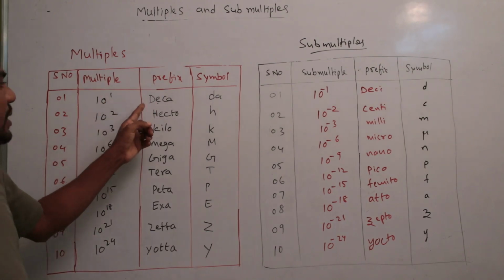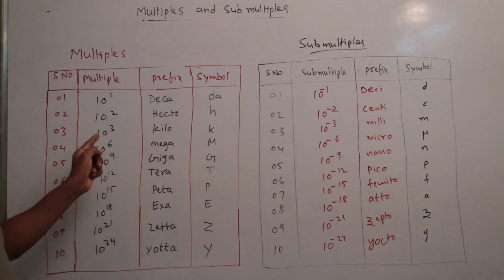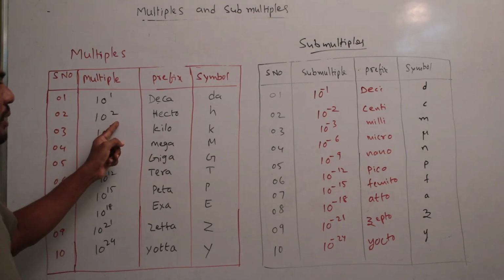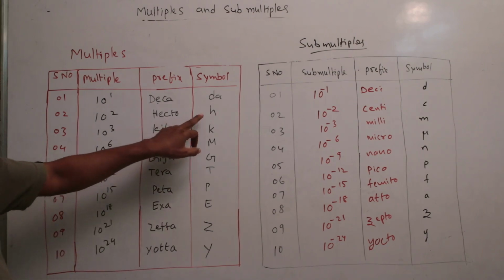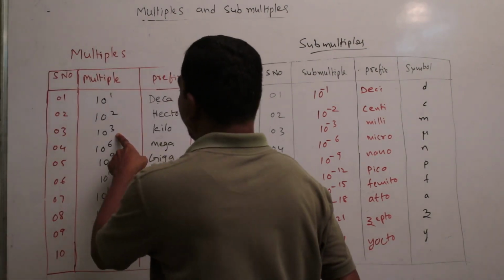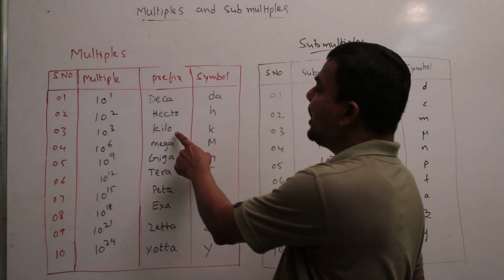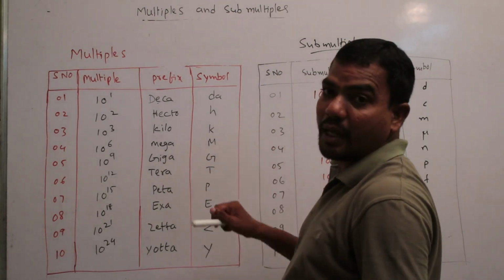So 10 power 1 is deca. Its symbol is da. 10 power 2 is hecto, symbol small h. 10 power plus 3 is called kilo, and the kilo symbol is k.